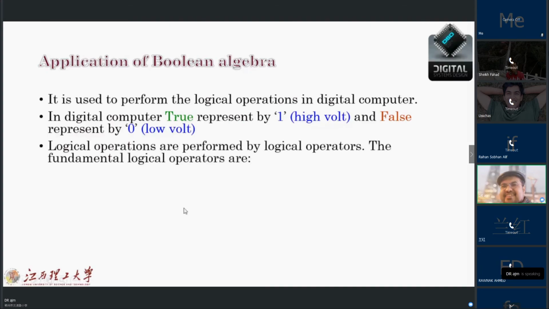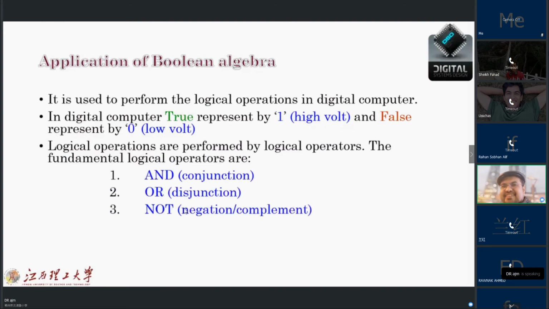Logical operations are performed by operators, and the fundamental logical operators are AND, OR, and NOT. As you remember, last time I gave you a very brief description of the logic gates. We had conjunction, something like multiplication, that we call AND. And the function that we call OR, and negation or complement that we call NOT. The gates come from combinations of these three, so we can call these three operators the mother, or the key fundamental operators, of logical operation.